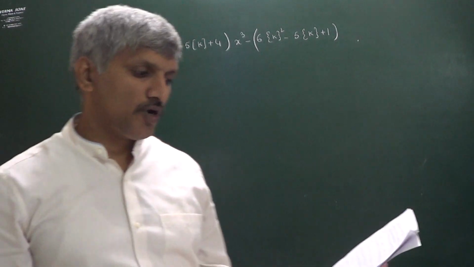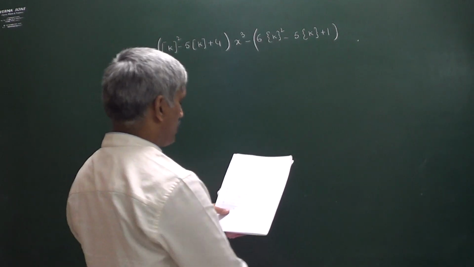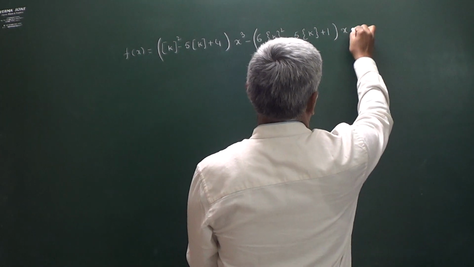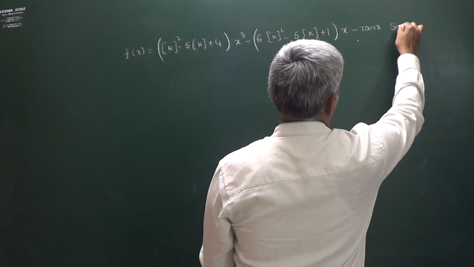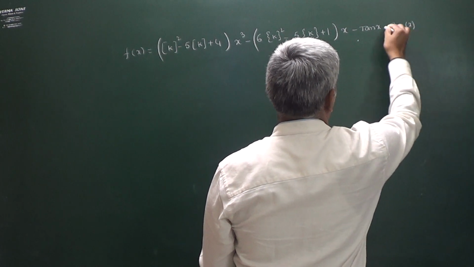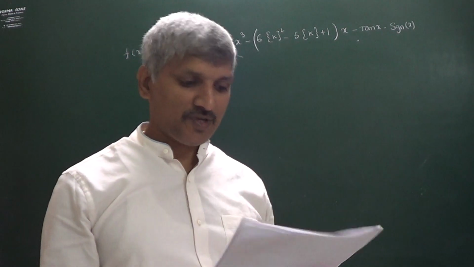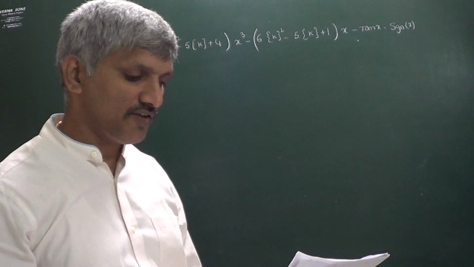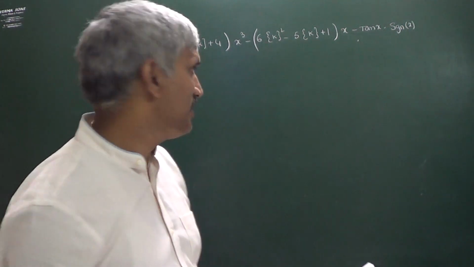6 into fractional part of k whole square minus 5 into fractional part of k plus 1 is multiplied with x minus tan x into signum x. Tan x into signum x. Be an even function for all x belongs to R. That function is given as an even function. Then the sum of all possible values of k is asked.